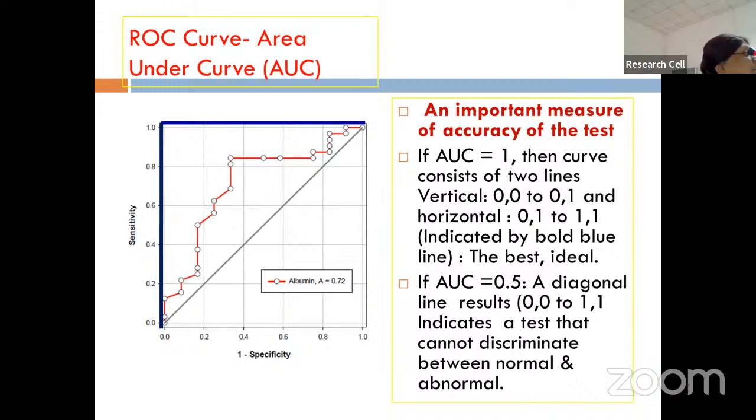So it indicates that the test cannot discriminate between diseased and non-diseased persons, so that is not a very useful test. AUC of 1 is the maximum or optimal test, while an AUC of 0.5 means the test is not discriminating between normal and abnormal. So this is the utility of the ROC curve. One is to decide the cutoff points, and secondly, with the area under the curve you can compare two diagnostic tests, to see which is better.